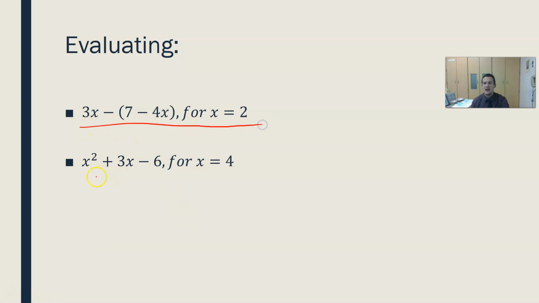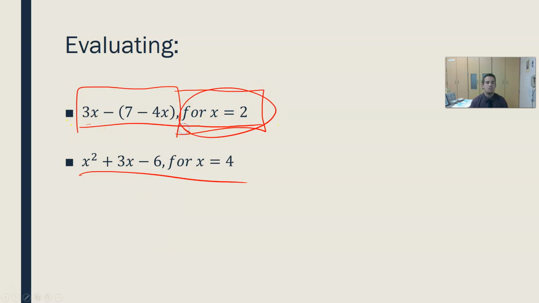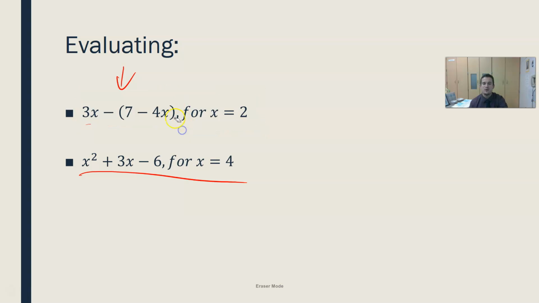But the giveaway how I know an equation needs to be evaluated is where I have some expression and then I give you something to plug in. So I give you some value of x to plug back in, substitute back into that original expression. So when I say, okay, 3x minus parentheses 7 minus 4x for x equals 2, that means I'm going to plug 2 in for x into this original expression. So whenever I give you a value of x to plug into an expression, that's evaluating.